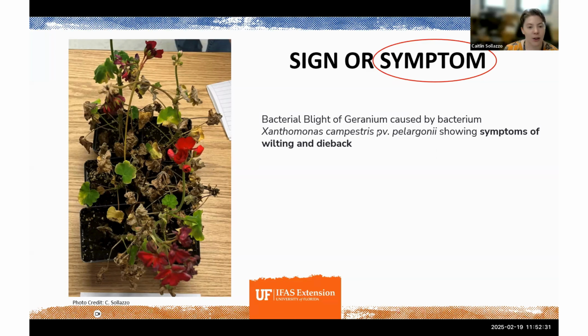And as just a little fun fact, for a lot of pathogens, species is just not specific enough. So a lot of these will have even more specific names. And so in this case, it's pathovar, PV, pelargoniae. So that's a more specific genetic group within that one species. And this one only infects geranium. So yeah, sometimes species is just not enough.